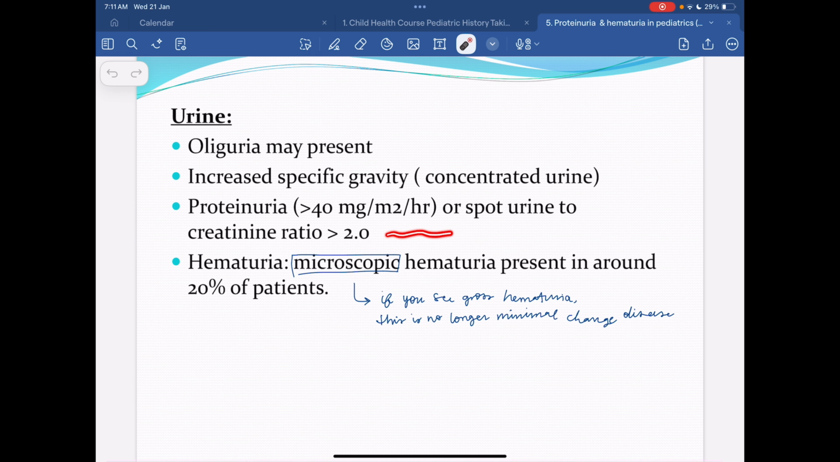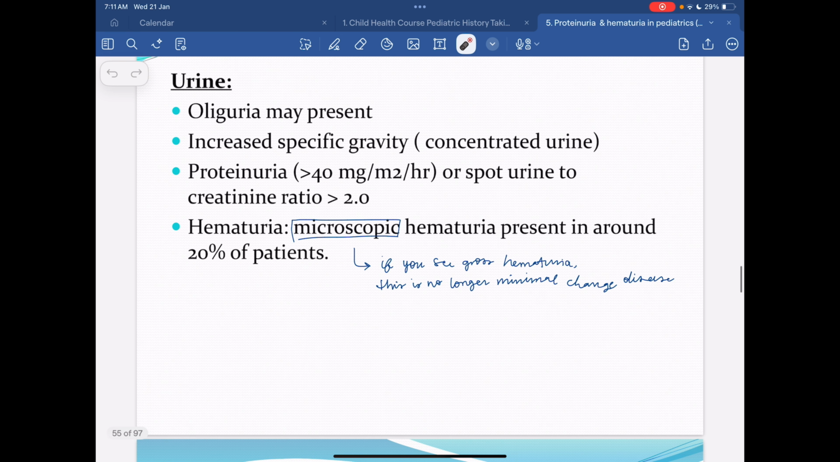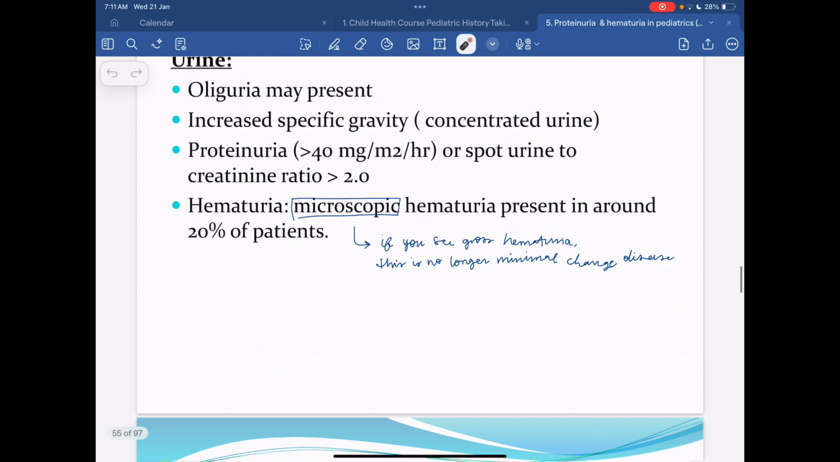Remember when we said glomerular causes of proteinuria, how much is it? More than 1. And tubular is less than 1. Nephrotic syndrome is more than 2. The normal is 0.2 or less. And if we have hematuria, then it is microscopic, and it may be present in around 20% of patients. If you see gross hematuria, this is no longer minimal change disease, and we think of other causes, usually nephritis.